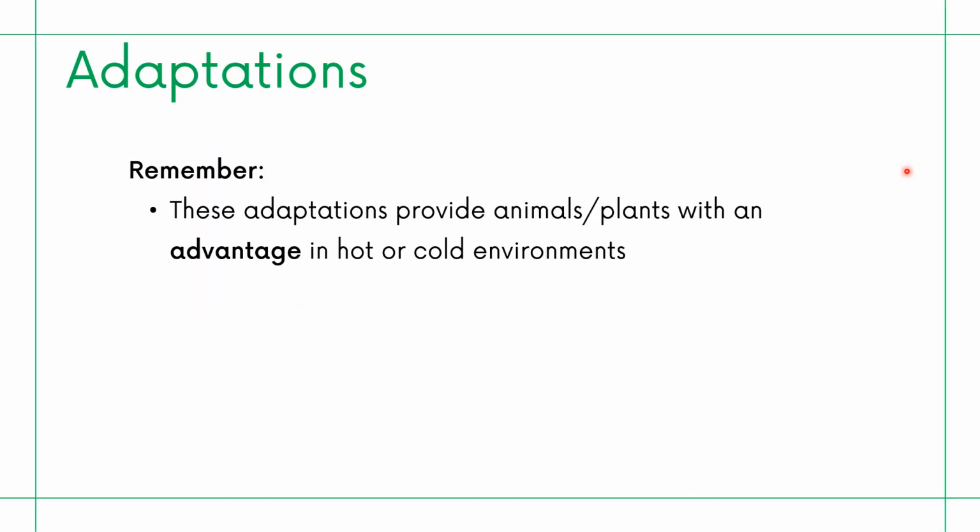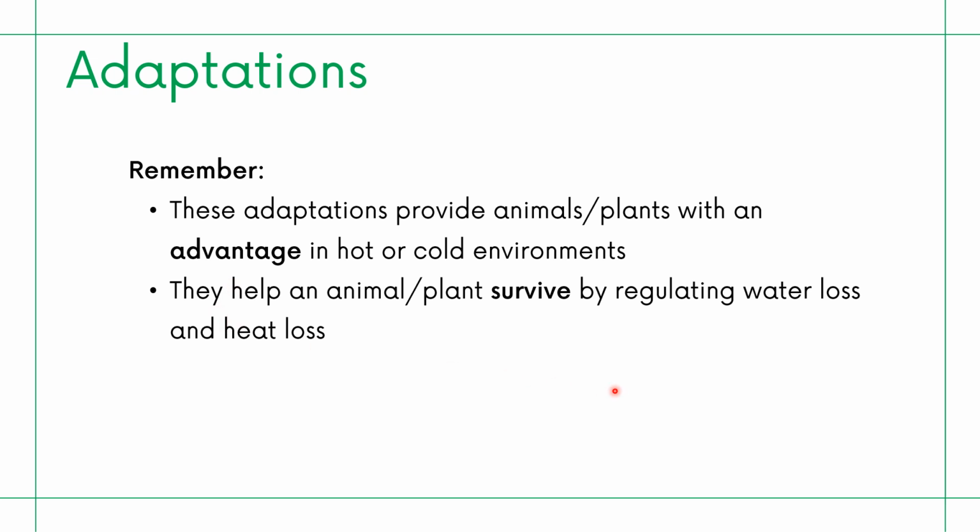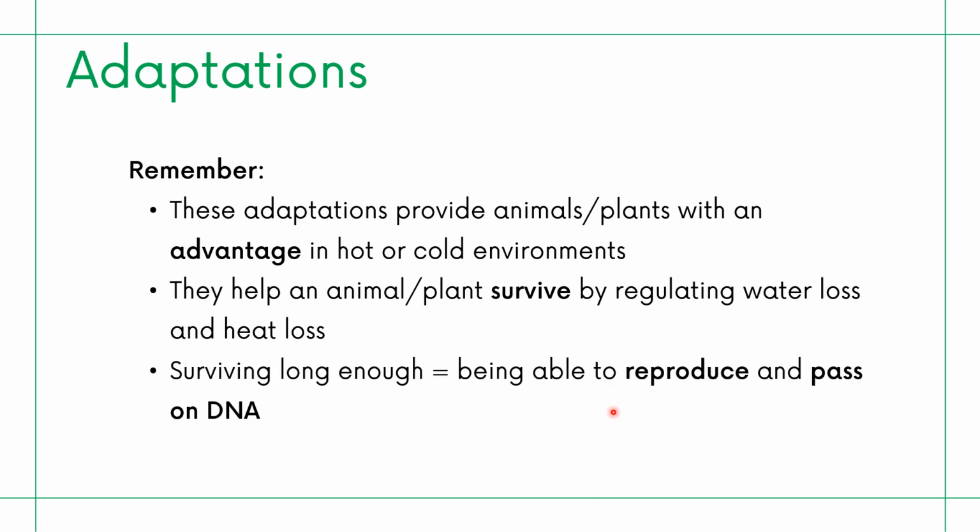Alrighty, and to finish off, I just want you to remember that these adaptations provide animals or plants with an advantage in the hot or cold environments. They help an animal or plant survive by regulating water loss and heat loss. So whether that be increasing heat loss in a hot environment or decreasing heat loss in a cold environment. Or in a hot environment, you are decreasing water loss. So both of these can be applied to hot and cold environments.